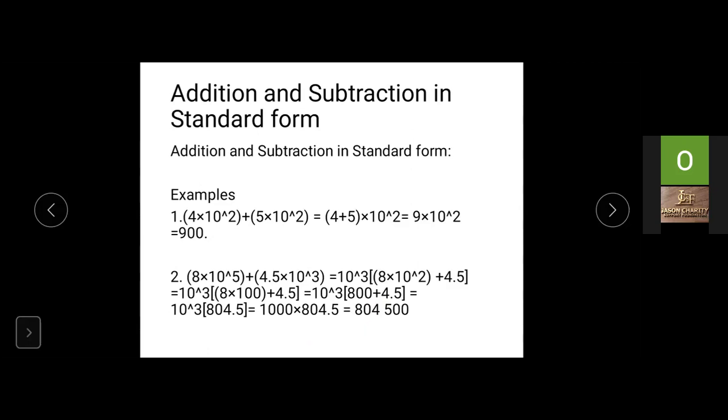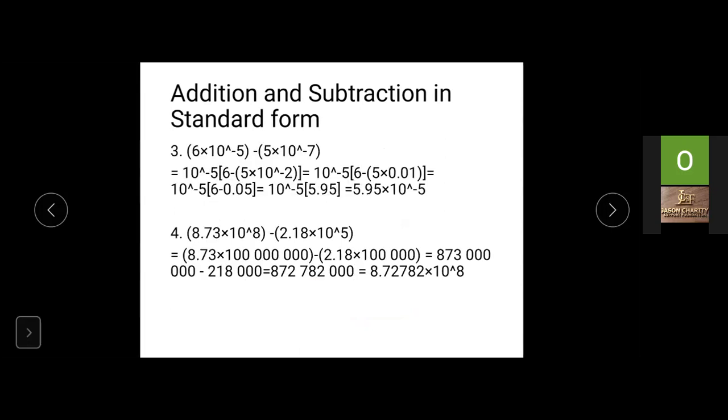Leaving your answer in standard form, we have 8.045 times 10 raised to the power of 5, because we'll be putting the decimal point after 8, and then counting to the last digit. That means it's moved down many times: 1, 2, 3, 4, 5. So in standard form, we have this as 8.045 times 10 raised to the power of 5.